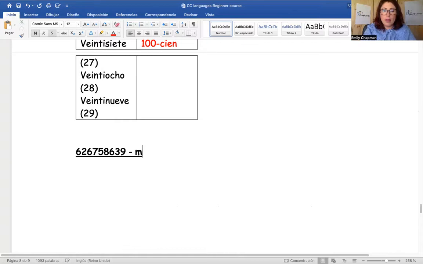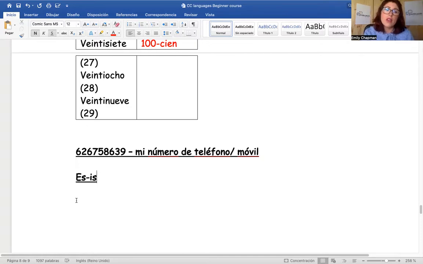So we would say my phone number, mi número de teléfono. Or mi número de móvil, if you wanted to say mobile. Mi número de teléfono es, or mi número del móvil es. So my phone number is would be es, and then you would read your number.